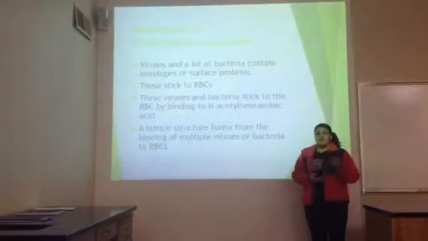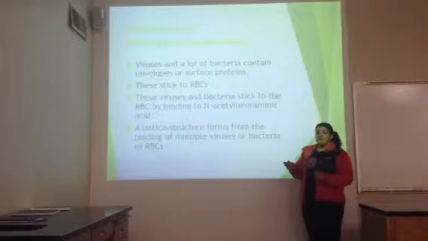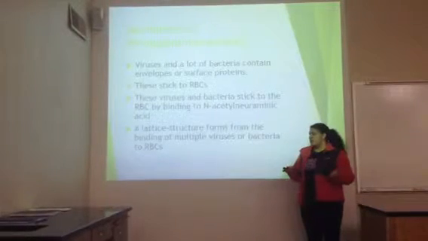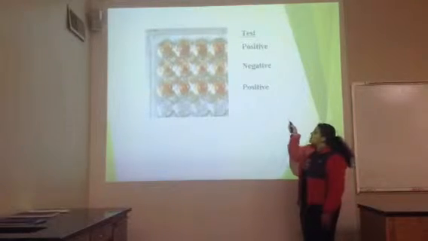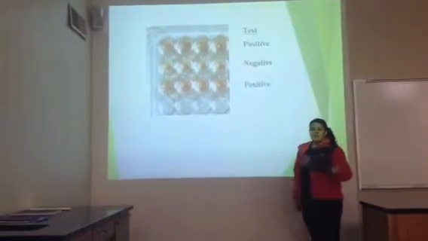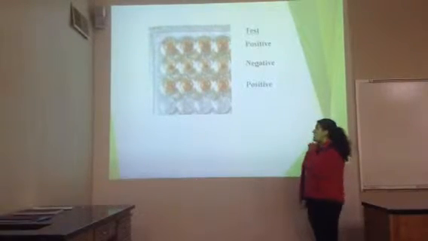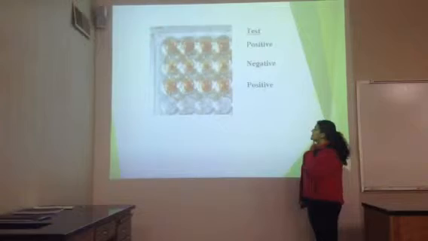When this is run, a lattice structure forms from the binding of multiple viruses or bacteria to the red blood cells. And you can see this here, with positive, negative, positive. The dark ones are positive, so you can tell there's a presence of viruses or bacteria. If it's light like that, there's no presence.